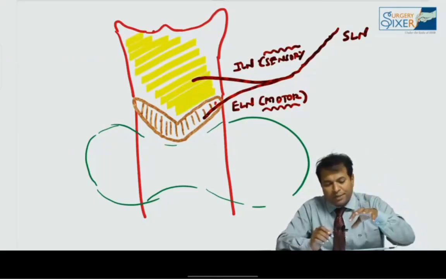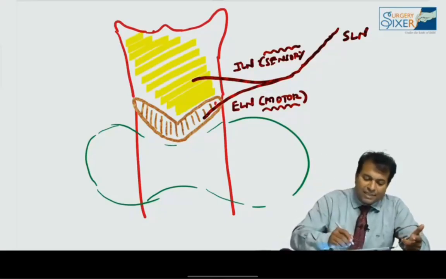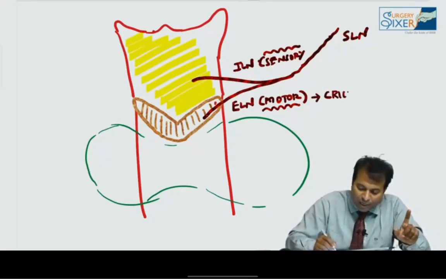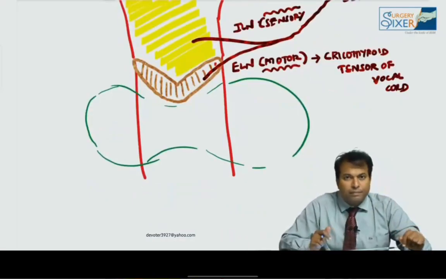So please remember the anatomy points. Internal laryngeal nerve is sensory to the mucosa of the larynx above the vocal cords. External laryngeal nerve is motor to only one muscle, the cricothyroid muscle. What is this muscle? It is the tensor of the vocal cord. Please remember it is known as the tensor of the vocal cord.